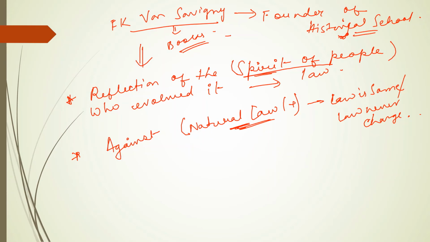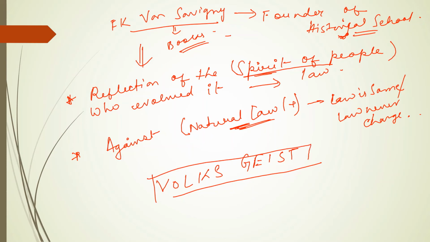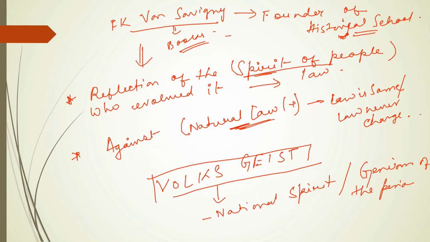And Vogt was there. He also said that law is nothing but a national spirit as well as the genius of the people. So he explained law as the national spirit, and it's the genius of the people, like how we think, what is wrong, what is right, our thoughts. If we are genius enough, that is law.